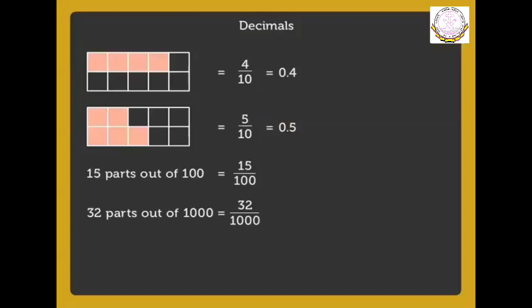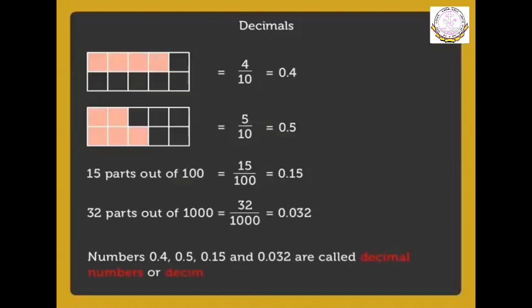See the next one, 15 by 100, it will be 0.15. And the last one, 32 by 1000, it will be 0.032. And we can read it as 0.032. So children, remember numbers 0.4, 0.5, 0.15 and 0.032 are called decimal numbers or decimals.